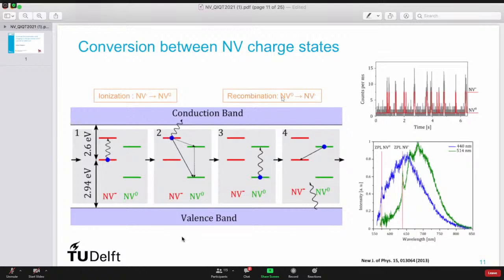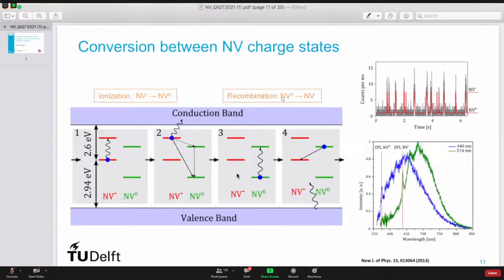So if we start with NV minus, it absorbs one photon, which sends it to the excited state. Then another photon sends the electron to the conduction band. Then it turns into an NV0 state. So from the NV minus state, either it can directly come down to the ground state of the NV0, or it can go to the excited state and then decay down to NV0.